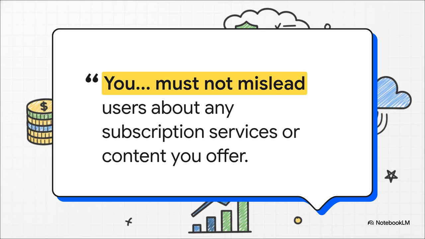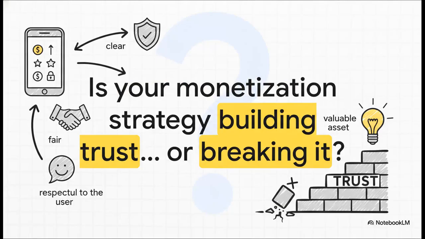You know, when you step back and look at all these rules together, from payments to ads to subscriptions, they all point back to this one central idea. Google's policies are designed to reward developers who build sustainable businesses on a foundation of trust, not on manipulative little tricks. So as you head back to work on your awesome app, I want you to ask yourself this one question. Is every single payment, every ad, and every subscription offer you have designed to be clear, fair, and respectful to your user? Because in the long run, building that trust is the most valuable asset you have.